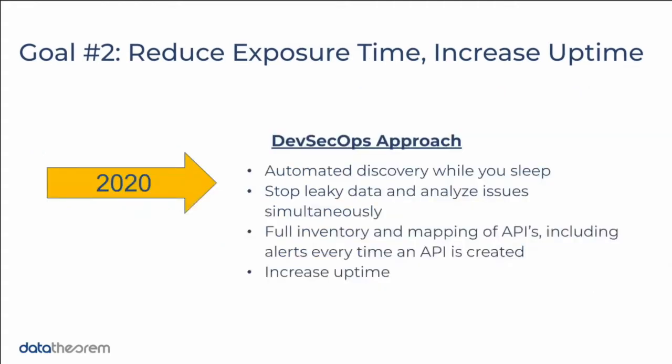So if we approach this properly with a DevSecOps approach, you can eliminate or reduce exposure time, increase uptime, but also discover new issues 24/7. You can save time by stopping leaky data and analyzing issues at the same time, as well as get a full inventory of your APIs and ultimately increase uptime and avoid being in that 50% of breaches that go unnoticed until it's too late.